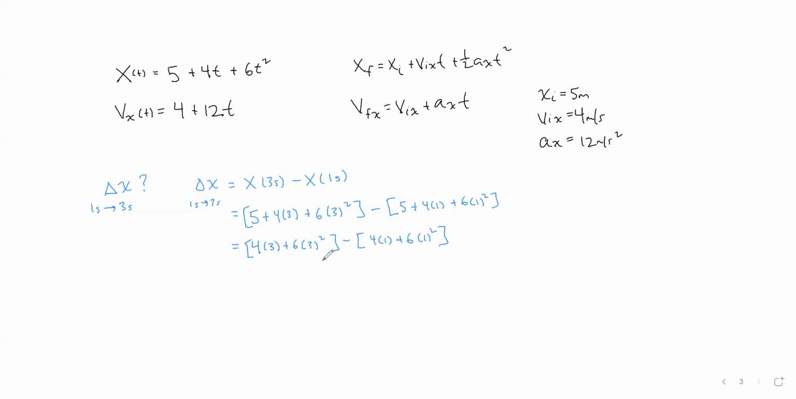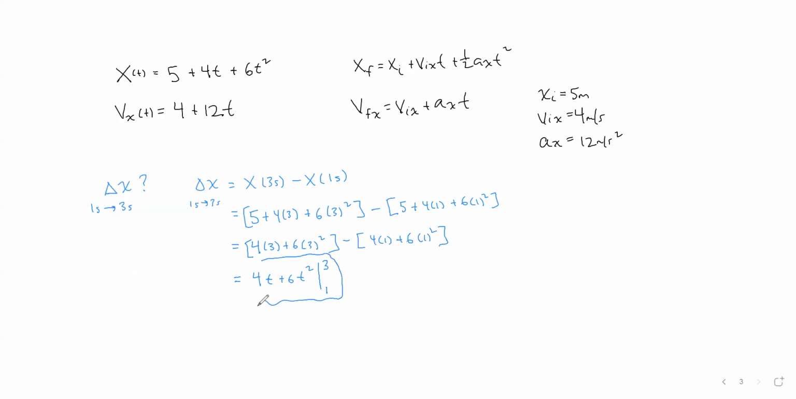And now I'm going to come up with a notation for this. I'm going to invent some notation that tells me to do this. Where I'm plugging in the 3s and the 1s, those are actually time values. So what this is: 4t plus 6t squared, evaluated from 1 to 3, from 1 second to 3 seconds.